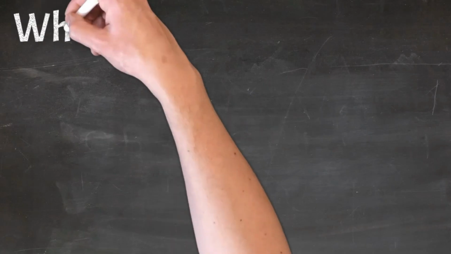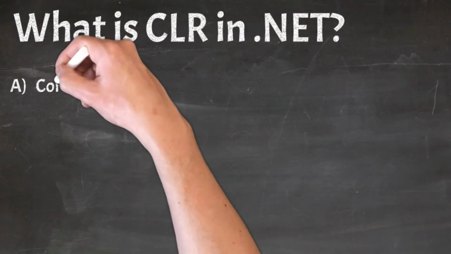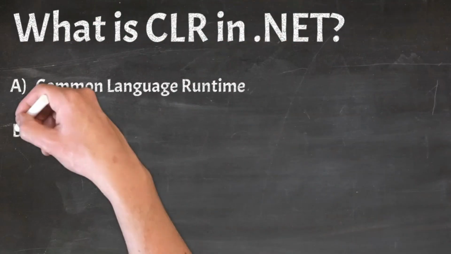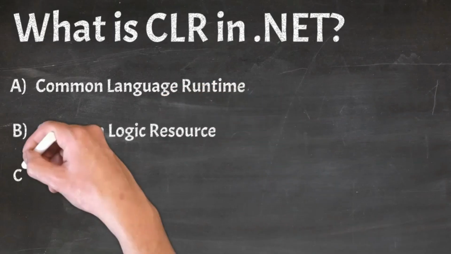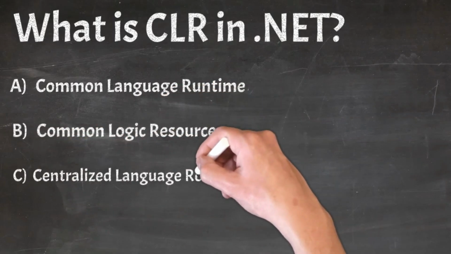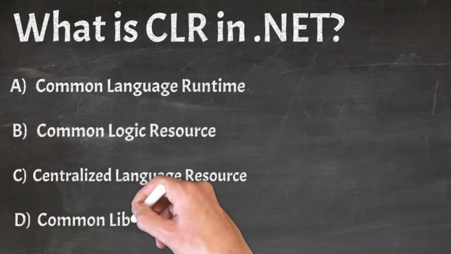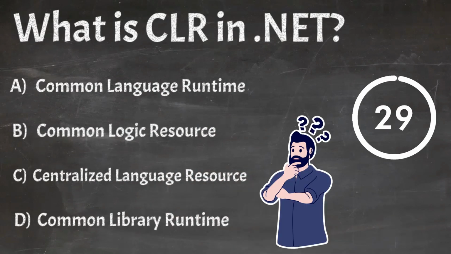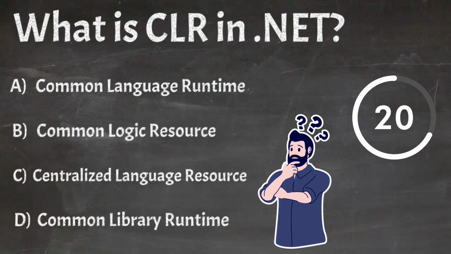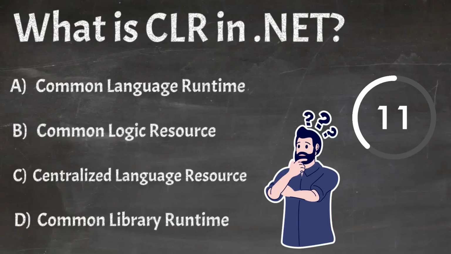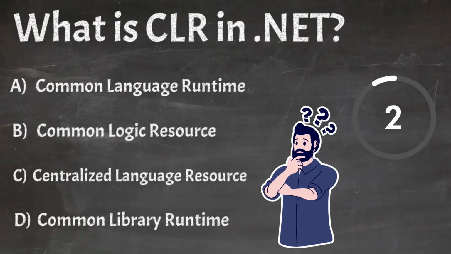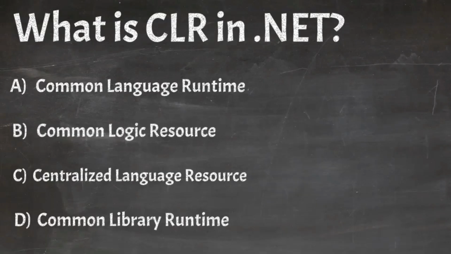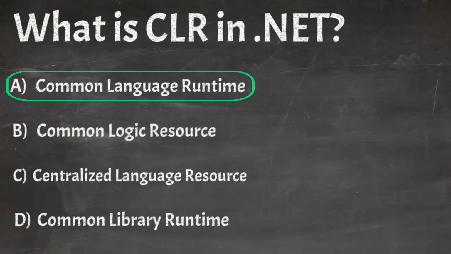Question 18. What is CLR in .NET? A. Common Language Runtime. B. Common Logic Resource. C. Centralized Language Resource. D. Common Library Runtime. Correct answer A. Common Language Runtime.